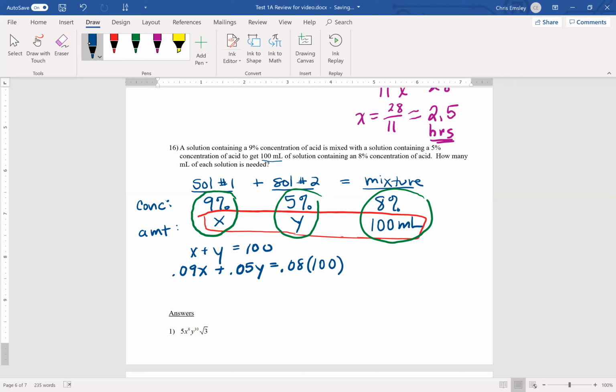So at this point, hopefully we can solve this. We have 2 equations and 2 unknowns. You can solve it by substitution or by elimination. This one I happened to do by substitution. I took this first equation and solved it for x. And then I took that expression and plugged it in place of x in the second equation. So we end up with 0.09 times 100 minus y plus 0.05 times y equals 0.08 times 100, which is actually just 8. And then we want to distribute that 0.09.